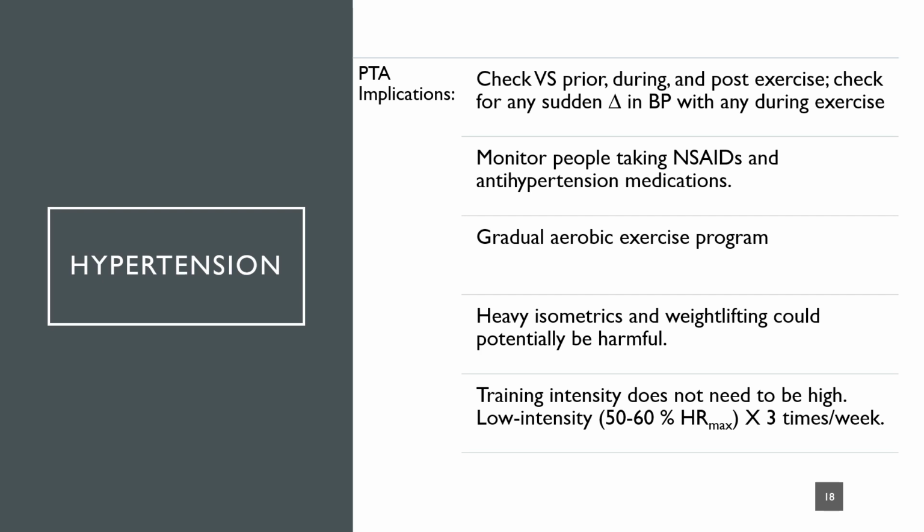PTA implications include checking vital signs prior to, during, and post-exercise. You're checking for sudden changes in blood pressure with any exercise. Monitor people taking NSAIDs and antihypertensive medications. Use a gradual aerobic exercise program. Heavy isometrics and weightlifting could potentially be harmful. Training intensity does not need to be high, so low intensity 3 times a week is recommended.